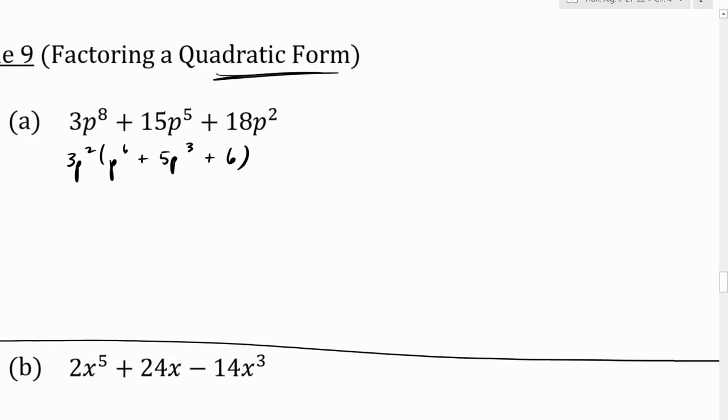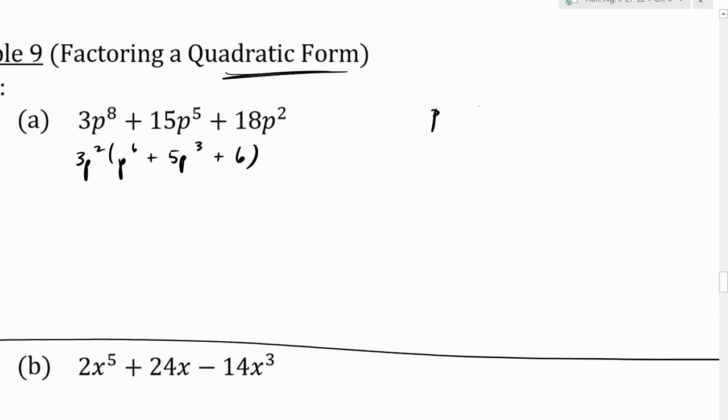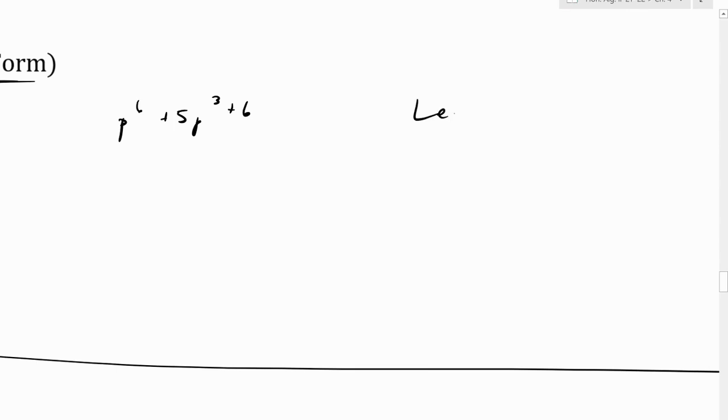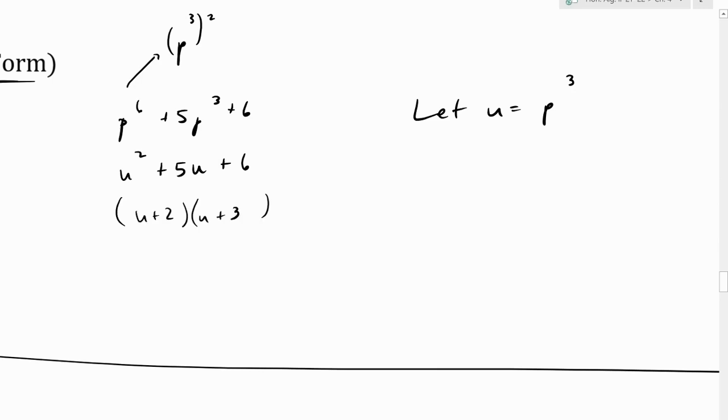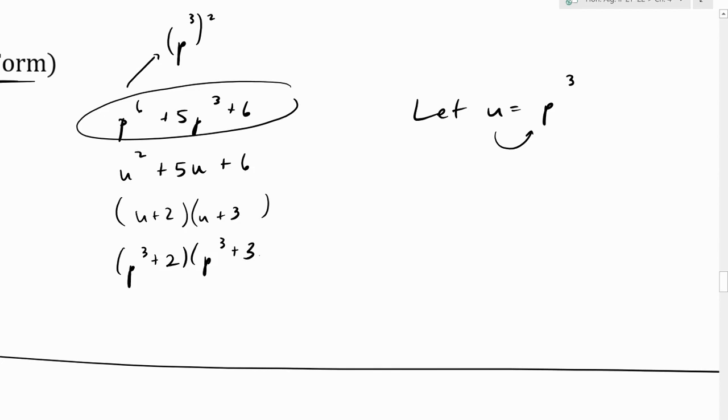All right, this is a recognition thing. I'm going to come off to the side and show you a way of thinking about it. Like, what if I took that and I let u equal p cubed? So I'd have a 5u plus 6, and then p to the 6 is a p cubed that gets squared. So I could say it's u squared plus 5u plus 6, and then that would factor down into u plus 2 and u plus 3, because what multiplies by 6 and adds by 5. But it didn't start out with u's. I made that up. So if I put what u is back in, then I've got it factored.